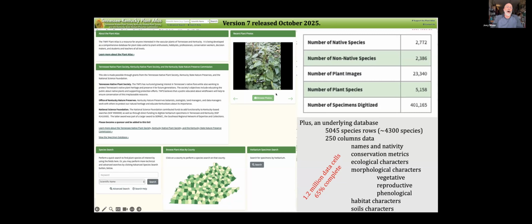All right. And then behind the scenes, connected to this website is that spreadsheet, that database I was telling you about. That is really 5,045 species rows, 250 columns of data, species names, nativity, conservation metrics, including those C values, morphological characters, habitat characters, soil characters, again, about a million data cells. It's not 100% complete. It's probably only 65% complete. I'm working on it a little bit every week.